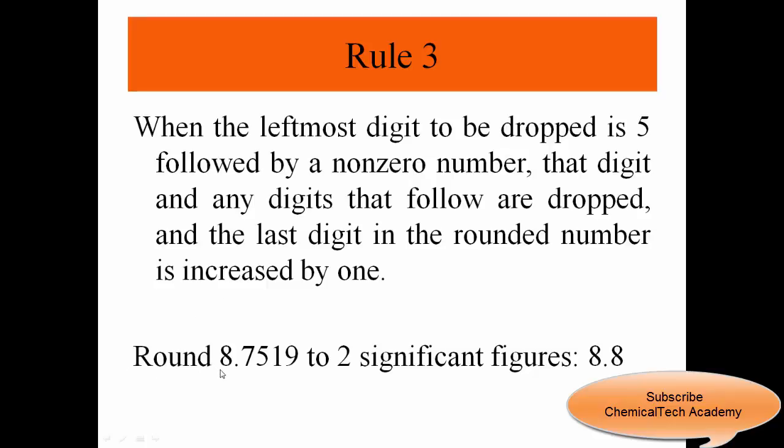So as you see here, round 8.7519, we need to round it to 2 significant figures. So we need to remove all these 3 numbers, and this number is 5. The number after that is non-zero. So we just remove these 3 numbers, and we increase the last digit by 1. So the rounded number is going to be 8.8 because we need to round it to 2 significant figures.